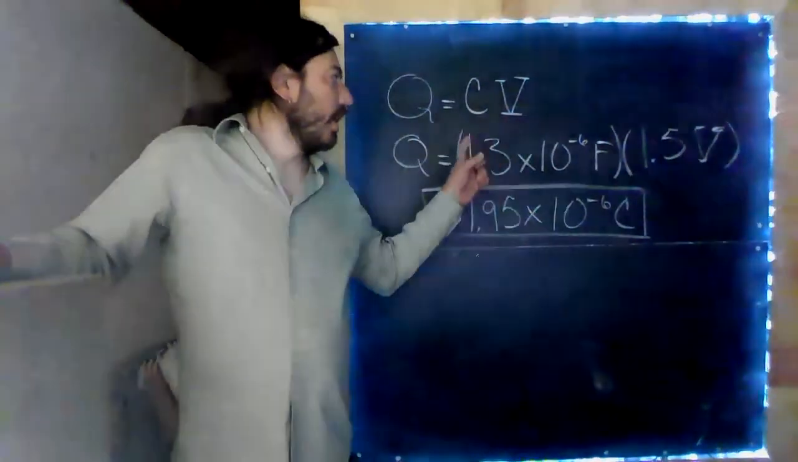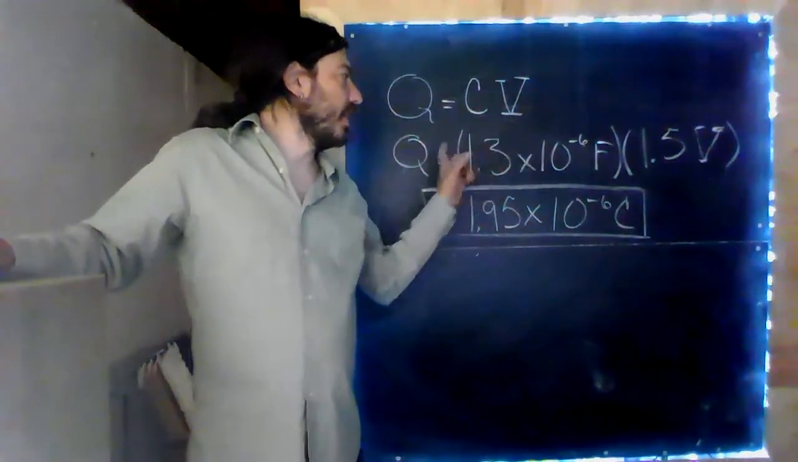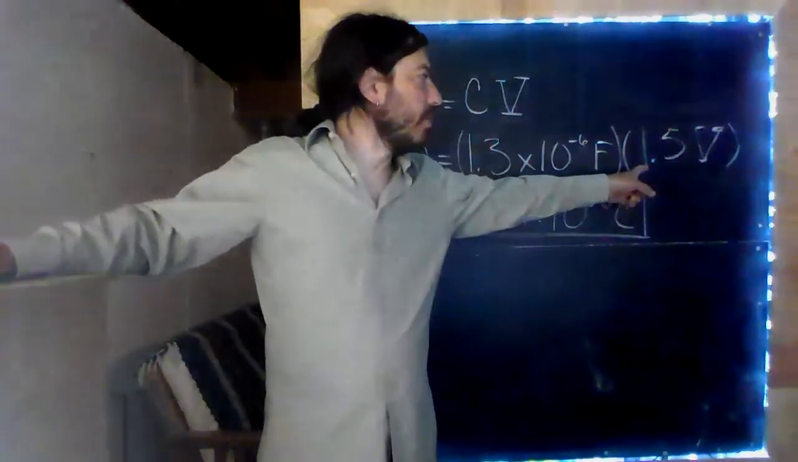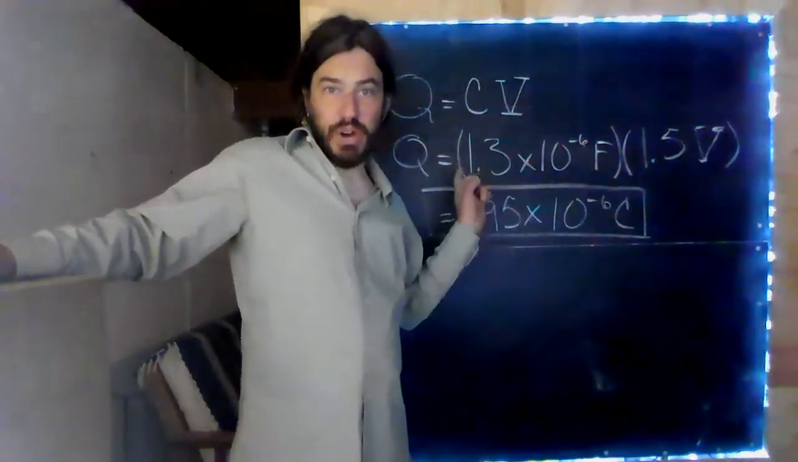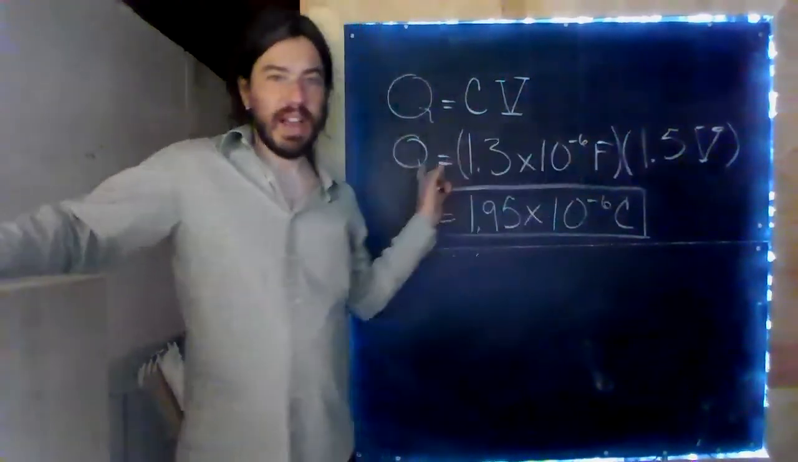So again, capacitance times potential equals charge. Notice here, if I doubled the voltage, I would double the charge. Half the voltage, half the charge.